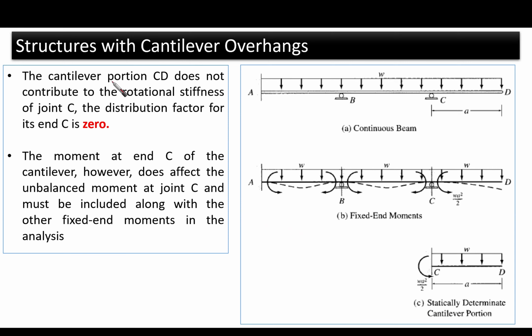So the cantilever portion C does not contribute to the rotational stiffness. The distribution factor for its end is what? 0. Okay, that's number 1. We put it as 0. The moment at end C of the cantilever, however, does affect. We said that the moment contribution is going to be effective and dealt with at the fixed end moments.